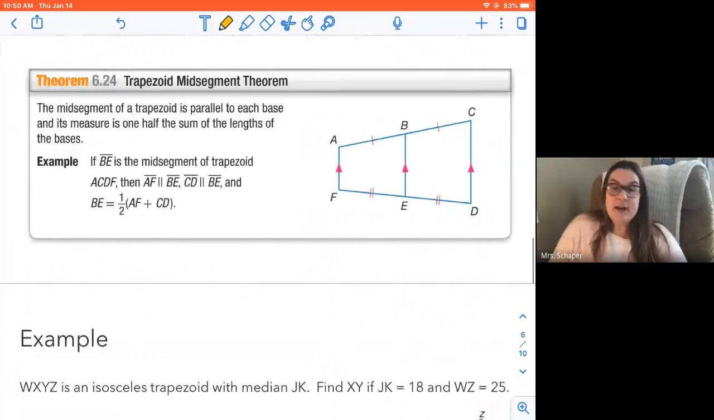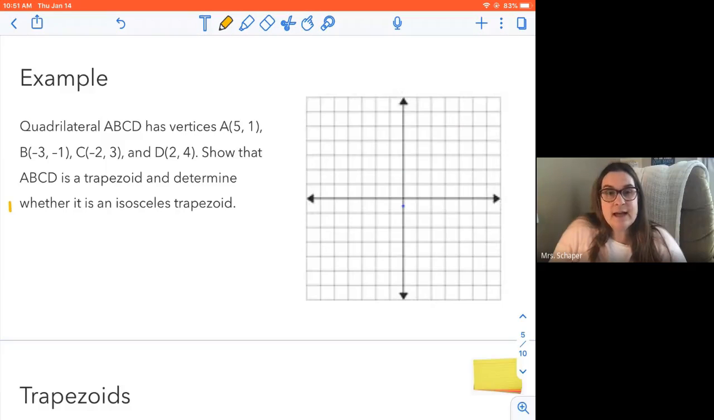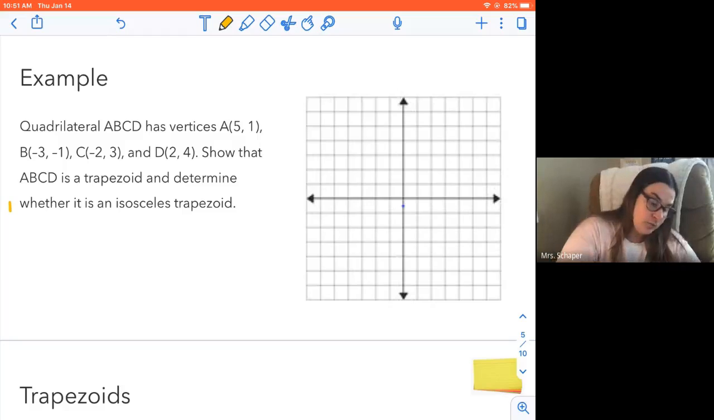All right, we need to say whether or not this figure is an isosceles trapezoid. So we know that it's a trapezoid. We just have to determine if it's isosceles. So we need to know if the legs are congruent. So I'm going to go over 5, up 1. I'm going to go back 3, down 1. I'm going to go back 2, down 3. I'm going to go over 2 and up 4.